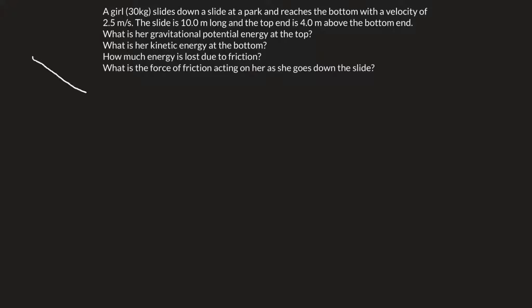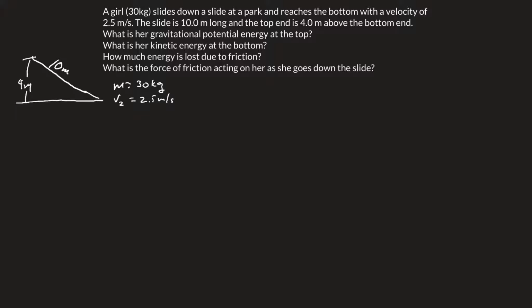So we have the slide, which is 10 meters long. We know that the top end is 4 meters above the bottom. There's your ground. And the mass of the little girl is 30 kilograms, and her final velocity is 2.5 meters per second, and she's starting from rest, so with a velocity of 0.